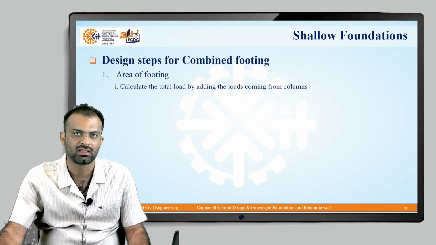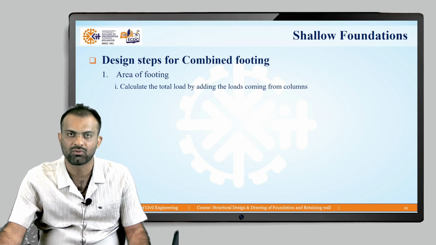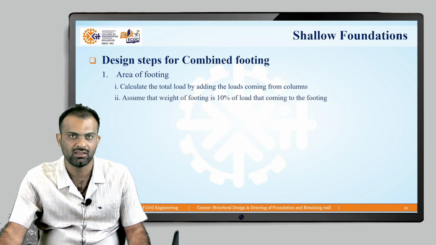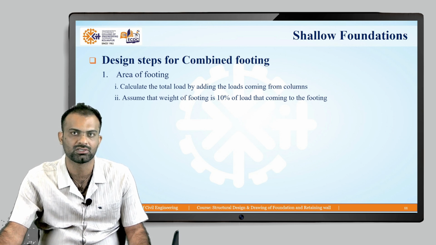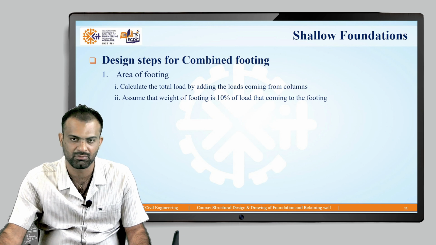So that is what I have written here. Calculate the total load by adding the loads coming from the columns. Because this is a combined footing, we have more than one column, so you have to add how many loads are coming onto the footing. There will also be a self weight of the footing. Before design, we don't know the depth or the area of the footing, so we assume the weight of the footing as 10% of the loads coming to the footing.